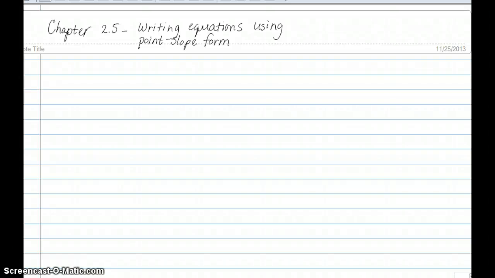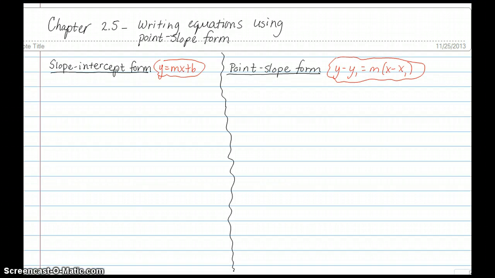This is chapter 2.5, writing equations using point-slope form. Okay, so what we're going to do right now is we are going to be given two ordered pairs, and we're going to look at what we've learned in the past about slope-intercept form, and then we are going to move to another way to write these equations using point-slope form.